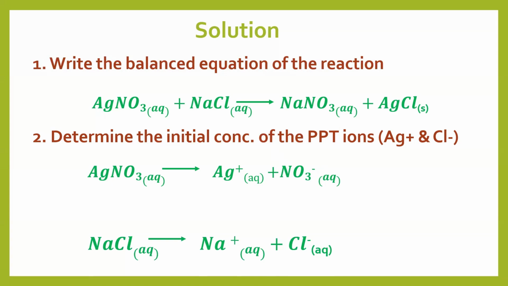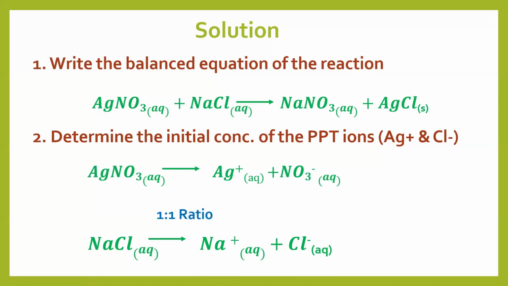Then, every ion will combine with the opposite charge. The silver will combine with the chloride ion, while the sodium will combine with the nitrate ion to form the product sodium nitrate and silver chloride. From this step, we will get the initial concentration of every ion. And we wrote how every reactant dissociates into ions because we need to estimate the initial concentration of the ions. Every 1 mole of silver nitrate will provide 1 mole of silver ion. It's a 1-to-1 ratio. So every 1 mole will provide 1 mole.